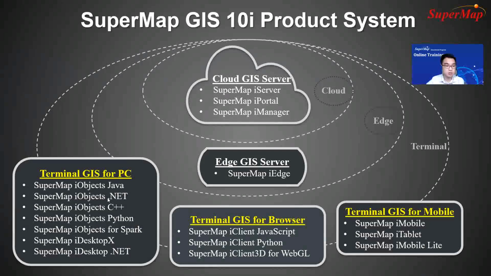And for the terminal, we have 3 kinds of product. So for PC, for browser, and for mobile. And for the PC terminal, we have a desktop. So that is the product today I will show you. And also we have objects product. And for the browser, we have iClient, and mobile will also provide SDK. So today we will mainly focus on the iDesktop product.